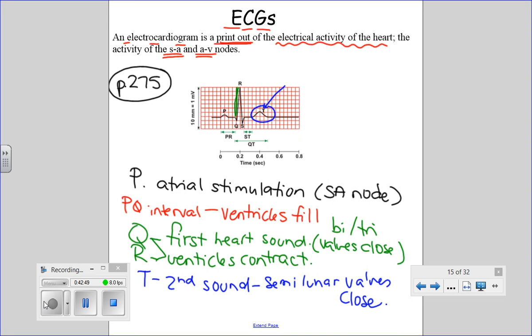So I would absolutely show you on a test an ECG and ask you what's happening in this part of the ECG. Which part of your heart is stimulated? When we're talking about atria, it's the SA node that's stimulated. When we're talking about ventricles down here, it's the AV node that's causing them to contract.